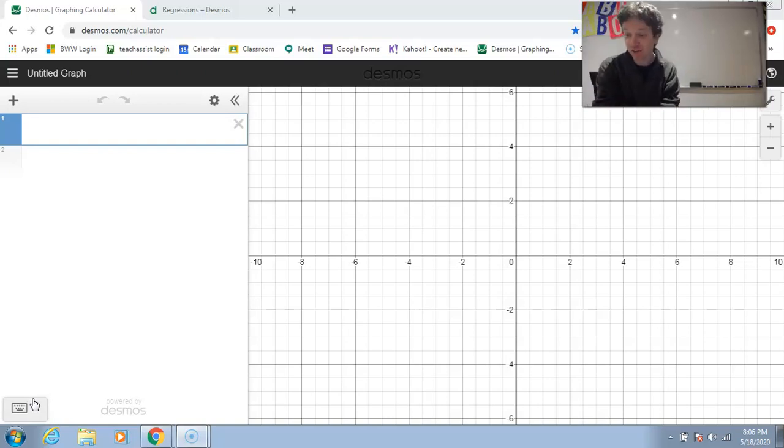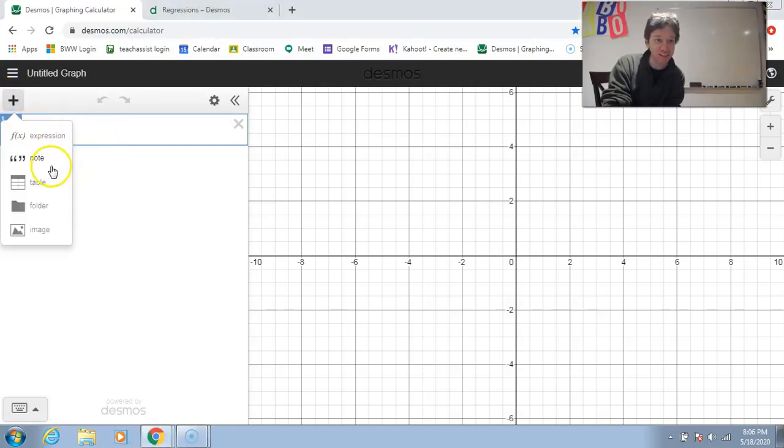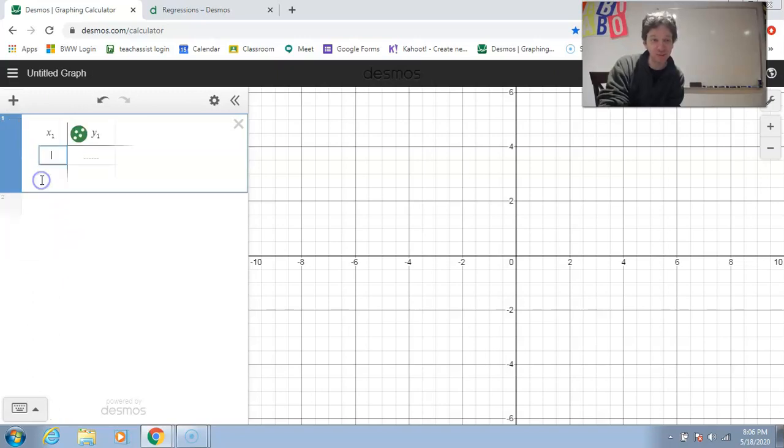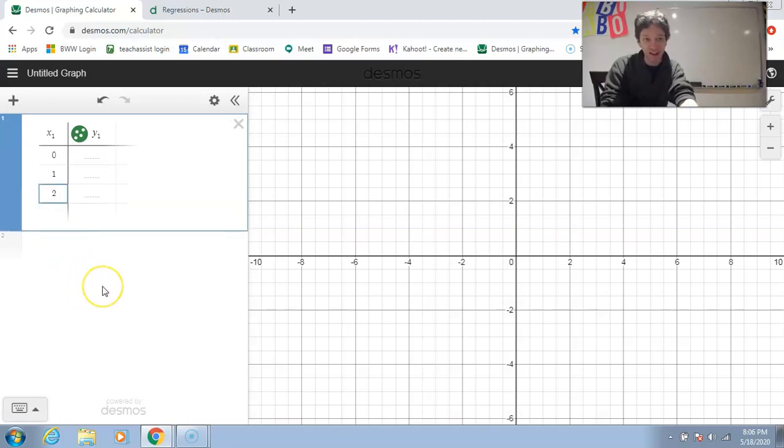We have this table shows the average monthly high temperature for 1 year in this city. So I need to put in this data. What I can do is go to the plus tab here, and if I click, I can do expression, note, table, folder. I'm going to do table. And here we have X1 and Y1. Okay, so check to make sure that you're plugging your x-axis values under X. In this case, that would be the month. So I'm going to do 0, 1, 2, and so on.